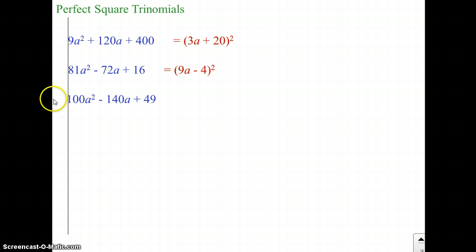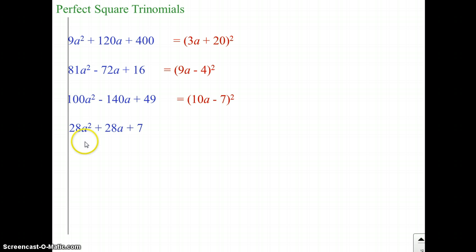Try the next one. Square root of 100a squared is 10a. The square root of 49 is 7. Multiply 10a by 7, and you get 70a. Doubled is 140a. The middle term is negative, so my binomial squared should be 10a minus 7 all squared. So if this satisfies as a perfect square trinomial, it is a binomial squared as a factor.